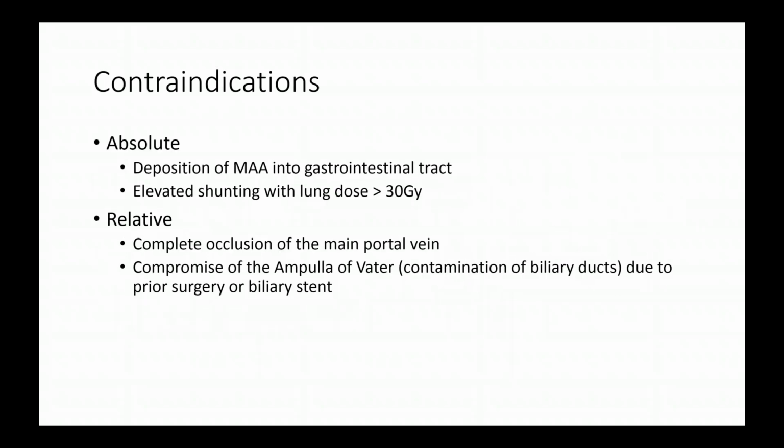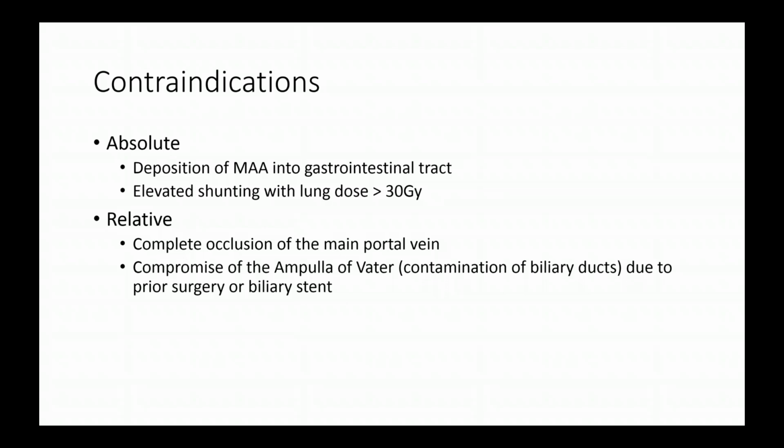What are the absolute contraindications to therapy? Just very briefly, you need to make sure that you don't deposit the actual treatment anywhere in the gastrointestinal tract. So there are many gastroenteric collaterals that you need to identify and embolize or bypass on the day of your treatment. The absolute contraindication is elevated lung shunt greater than 30 gray at a single session, so you cannot overdose the lung, to minimize the risk of radiation pneumonitis.